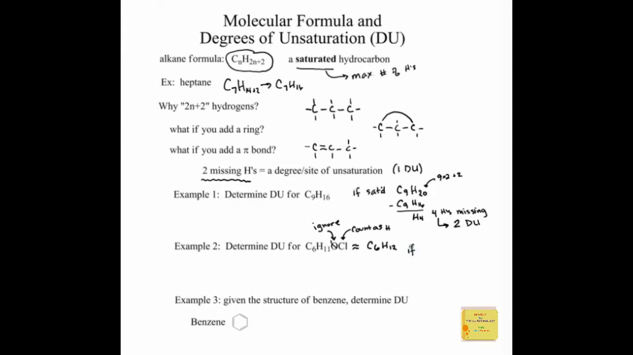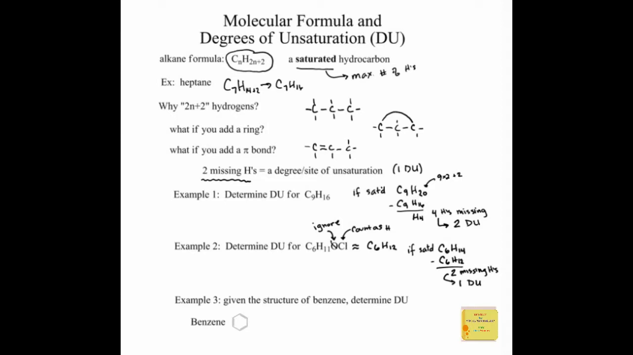We ask, if it was saturated, what would the formula be? For 6 carbons, we need 14 hydrogens, 2n plus 2. We compare that to the actual formula, C6H12, and we see that there are 2 missing hydrogens. Does that mean we have 2 degrees of unsaturation? No, every 2 hydrogens missing is 1 DU. Okay, so that's how we can work with the formula of an alkane or a related compound to determine unsaturation.